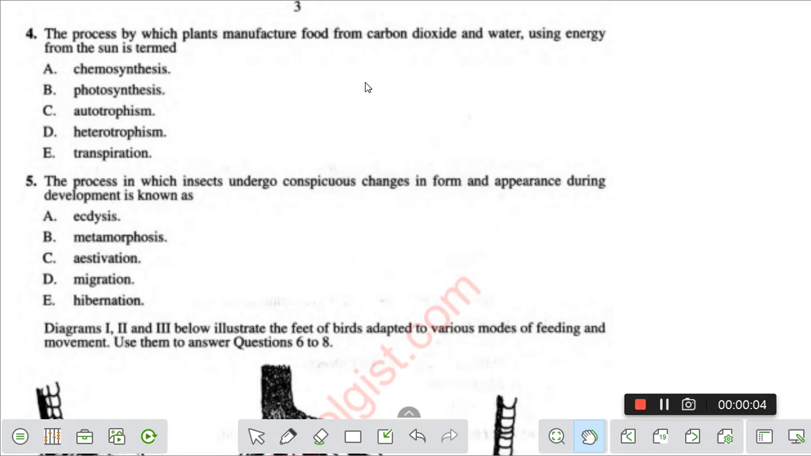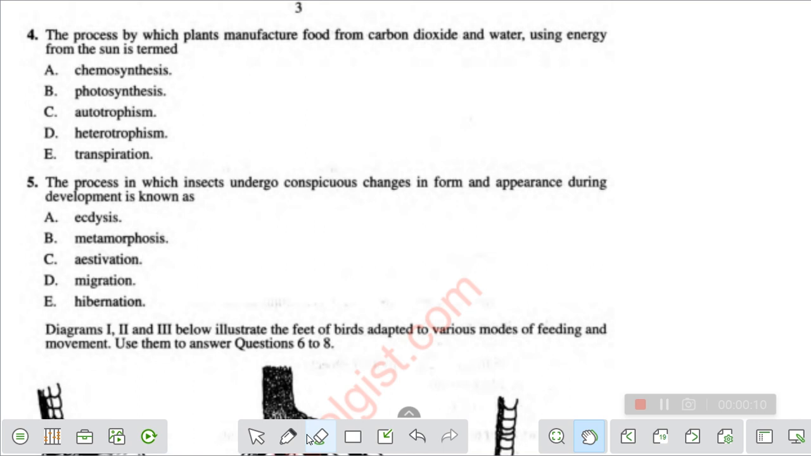This is Evan's teaching class, and we're also solving the biology question 1994. We are still solving it. So what we are doing today is the process by which plants manufacture food from. So we are continuing the question on 1994 WAEC. So that's what we are still doing.